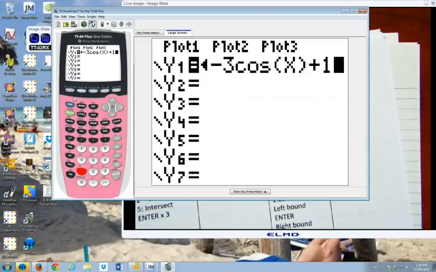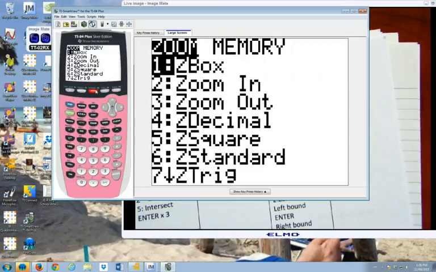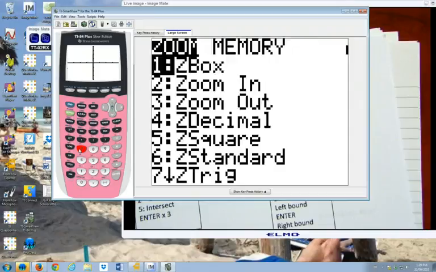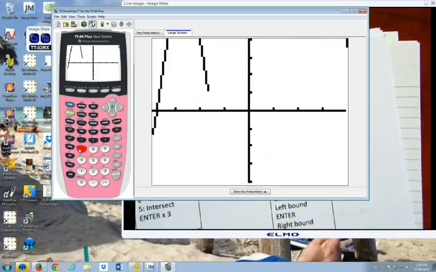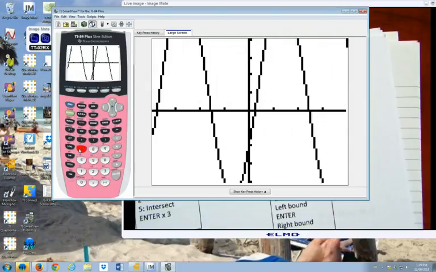Just like before, I want to see the graph, so I'm going to go to zoom. And we brainwashed you into zoom standard last year. That's now out. We want to pick zoom trig because it's a trig equation. Oh, look, that's way prettier. Way less lines going on. The last one you had 2 graphs because we used y1 and y2. This one you've got 1 graph because we used y1.